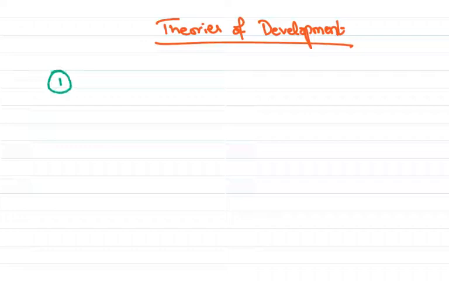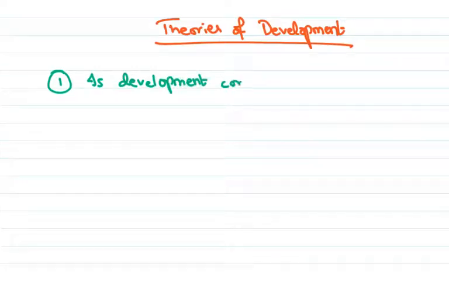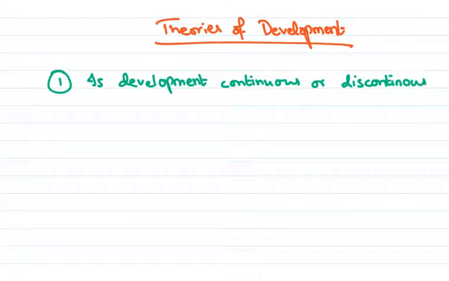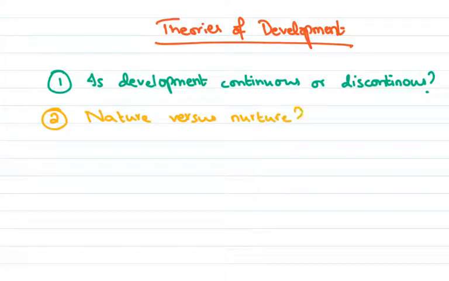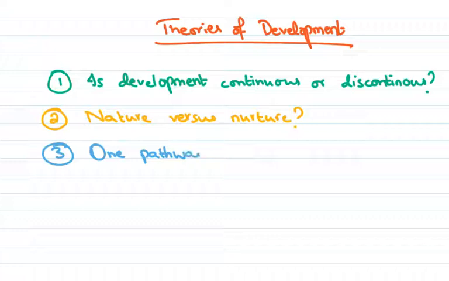So the first of which is: is development continuous or discontinuous? We will look at what that means when we discuss this question. The second is: is development more determined by nature or is it more determined by nurture? And the third of these questions: is there one pathway to development for everyone, or are there multiple pathways that are possible?